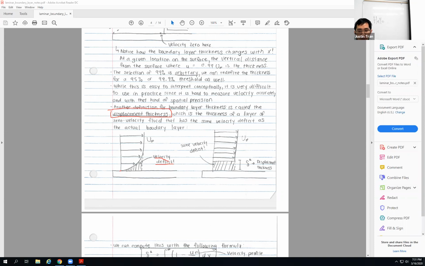Okay. Then if you draw a vertical line from the free stream velocity down, and look at the shaded area between this dotted line and the actual velocity profile, you can see that there's what we call a deficit in velocity. Okay. This is a region where, if the surface wasn't there, there would be a lack of mass flow caused by the surface.